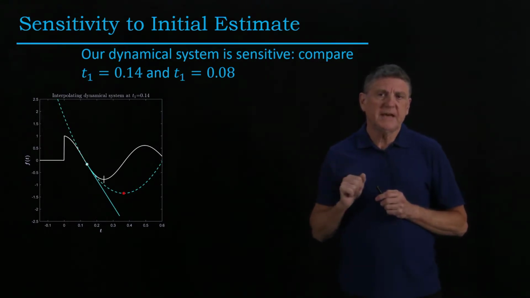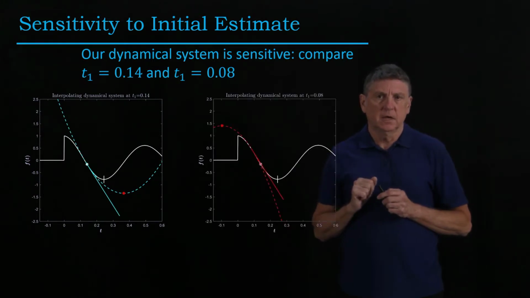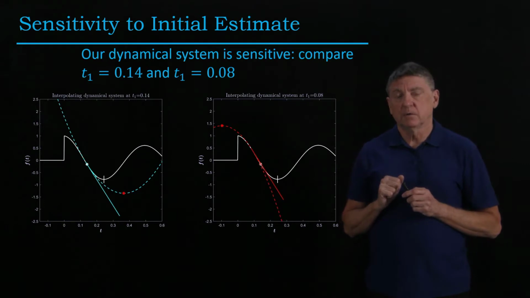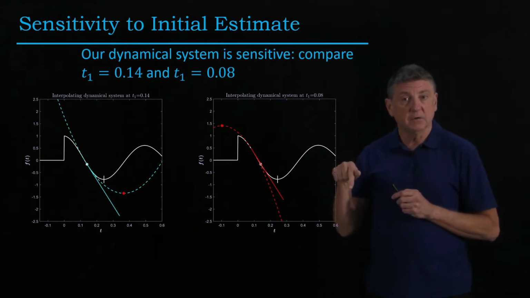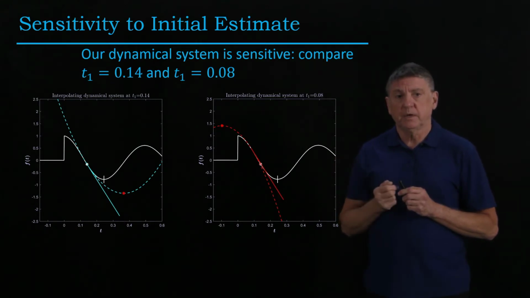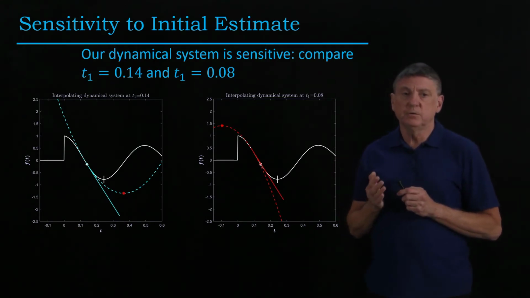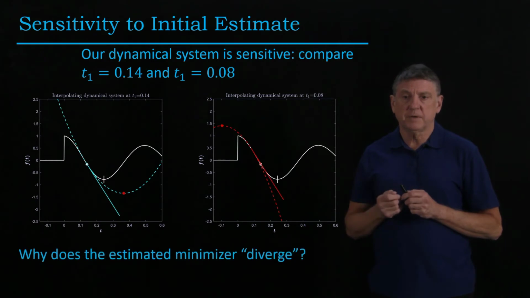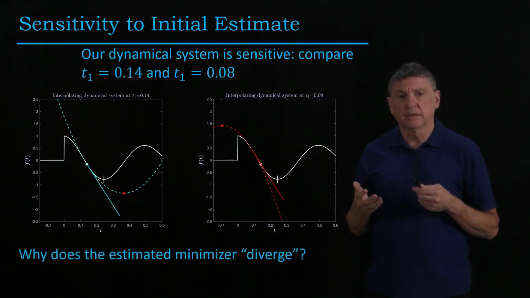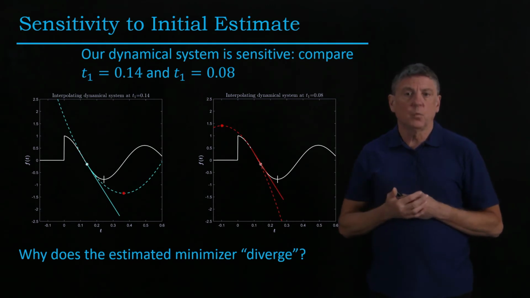Suppose that we deviate that ever so slightly. What we find is that the function is now concave, or the convexity is pointing down. So this dynamical system near this point is quite sensitive if we use a particular polynomial approximation. One of the questions that we'll try to explore in this lecture is, why does the estimated minimizer diverge so much?